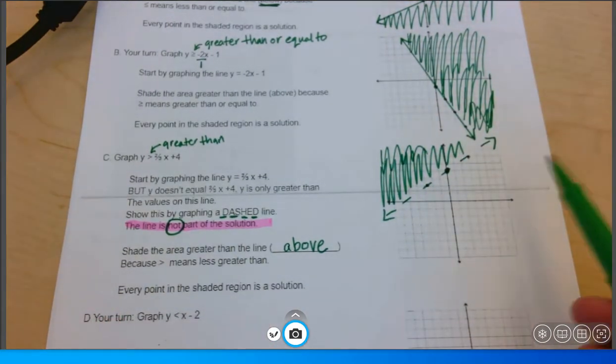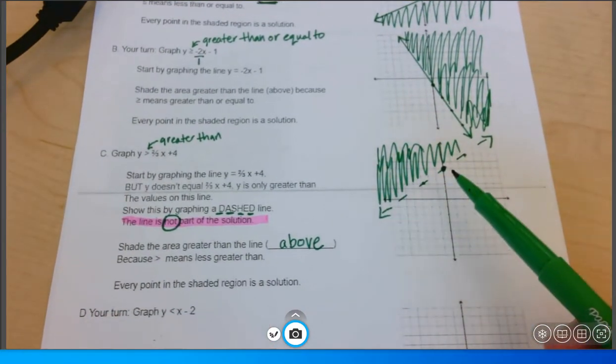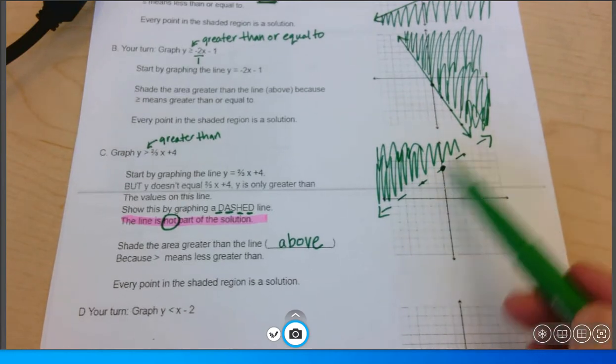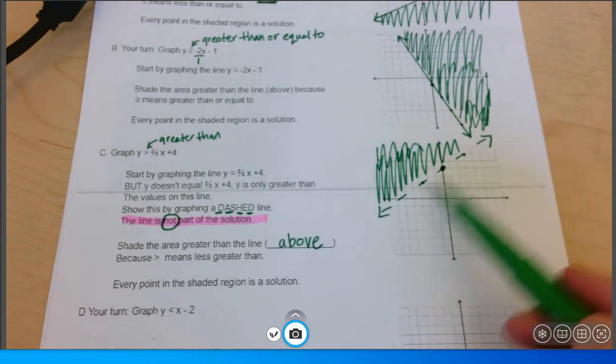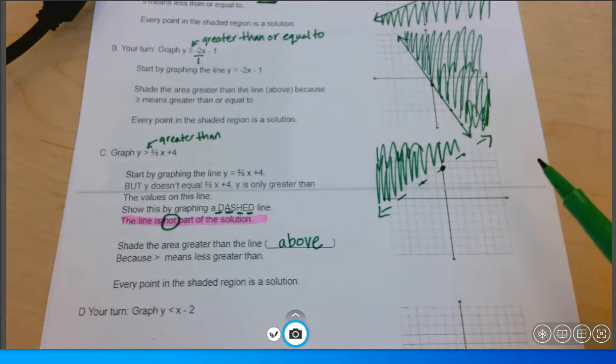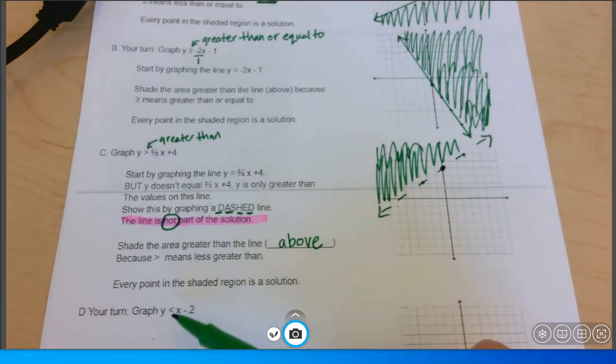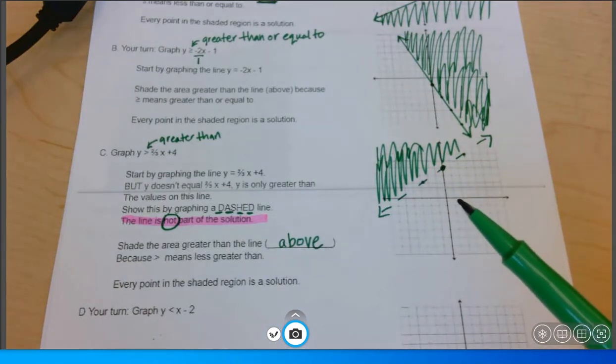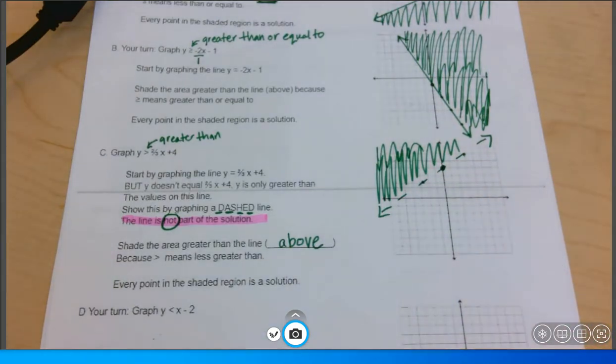So that means every point in the shaded area is a solution. However, if it's on the line, it's not a solution because or equal to is not part of it this time. All right, it is your turn. I want you to start by trying to graph a dashed line and then see if you can figure out where to shade it.